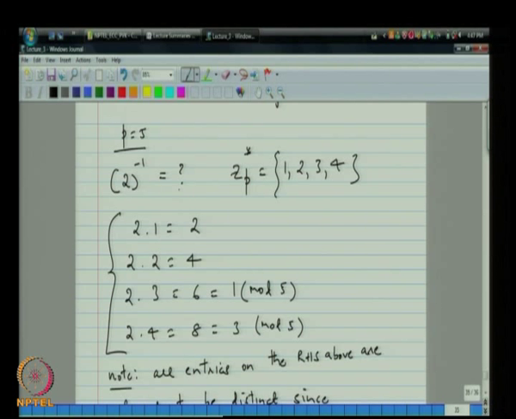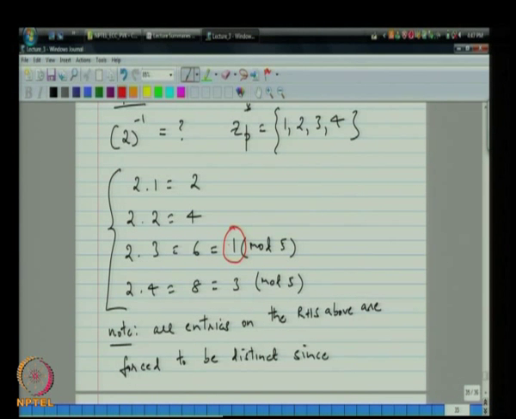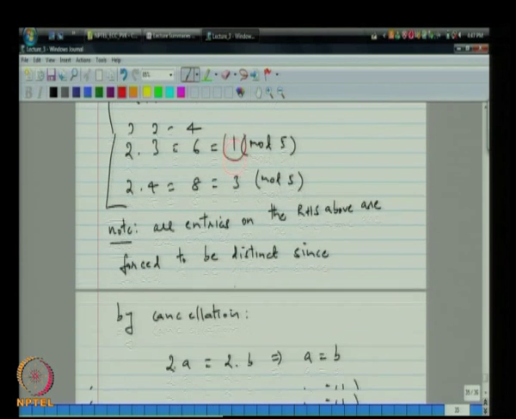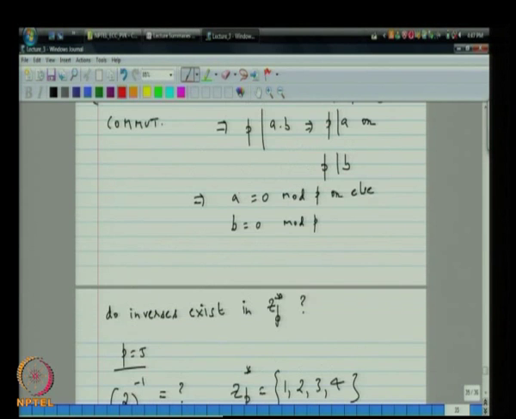Supposing you are trying to look at 2 inverse. To find 2 inverse, what you can do is multiply 2 by all the non-zero elements in here in succession, and all the elements on the right hand side will be distinct, which means that all these elements must appear on the right hand side exactly once. In particular, even 1 will occur exactly once. So, there is some element such that 2 into 3 is 1. That means that 3 is actually 2 inverse. This group by the way is commutative.